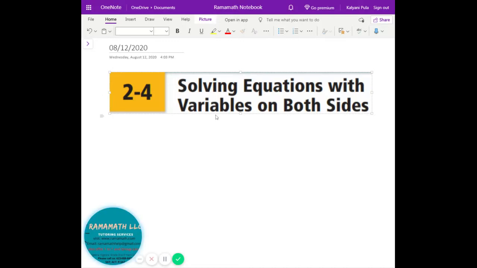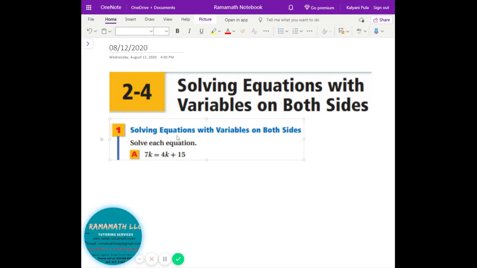Okay, solving equations with the variables on both sides. So, solve the equation 7k equals 4k plus 15. When I see this one, 7k equals 4k plus 15, I see the k on both sides, right? Before, we had the letter on only one side, but this time we have the k on both sides.